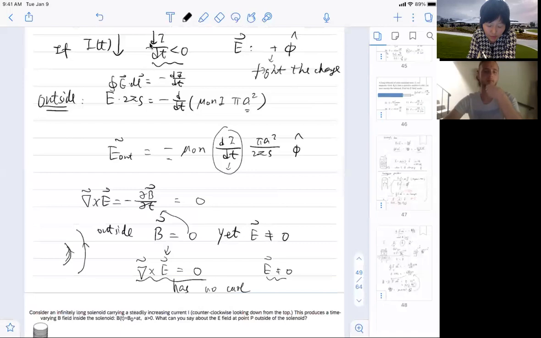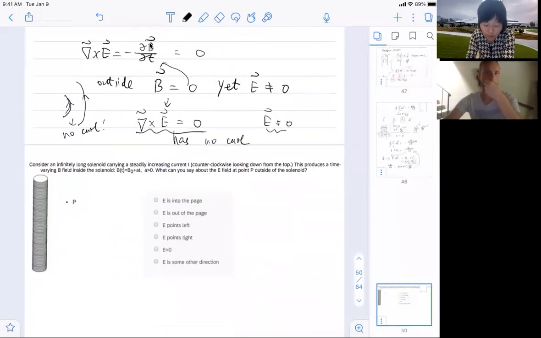But this field has no curl, and that is okay. If we look at this particular question, this is your pre-flight you have done. B is increasing with time. What can we say about the E field at point P outside of the solenoid? Into the page, out of the page, A, B, C, D, E, F. Do you think you can quickly figure out what the answer is?